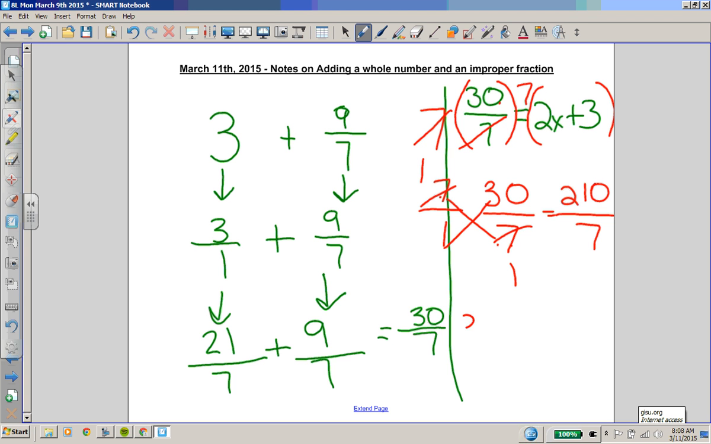That's why you're left with 30 equals 14x plus 21. And now you're left with something that you're used to seeing. You now can solve for x. Are there any questions? Okay. That will be the end of my video.